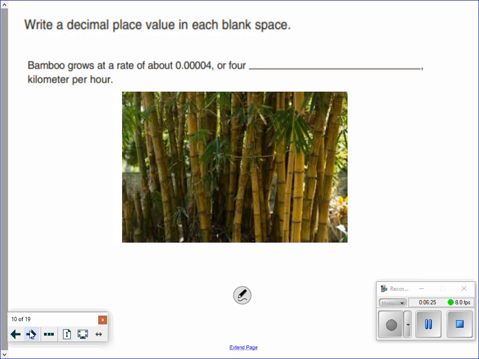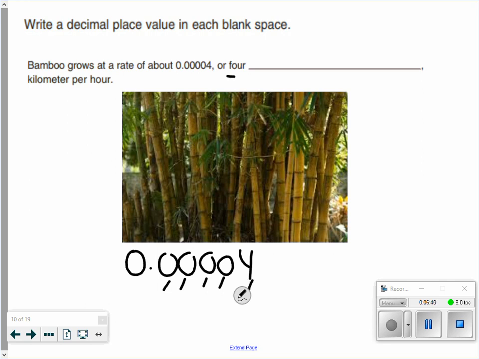Well, let's take a look at that huge number. 0.00004. This is our tenths, hundredths, thousandths, 10 thousandths, 100 thousandths. So it's 4 hundred thousandths. Oops, I didn't write that right. 4 hundred thousandths. Probably wondering, how did I do that? I just took tenths, hundredths, thousandths, 10 thousandths, 100 thousandths, and then guess what? It'd be millionths next.